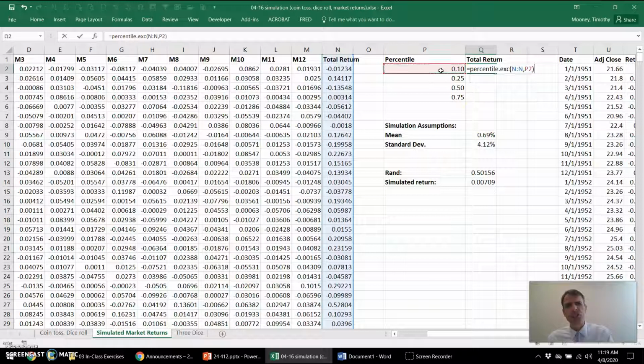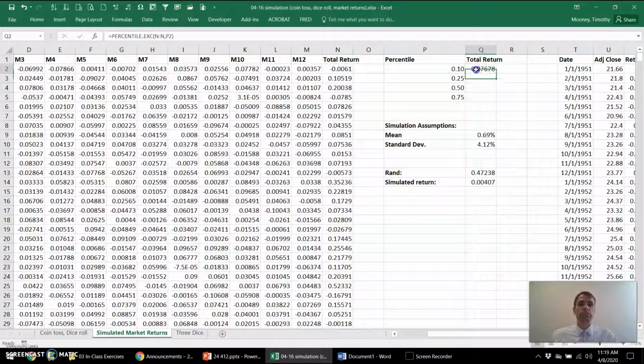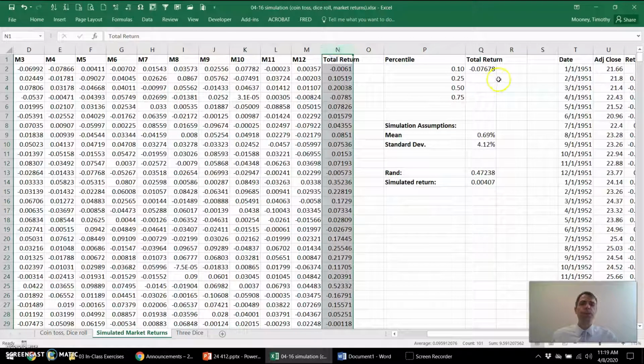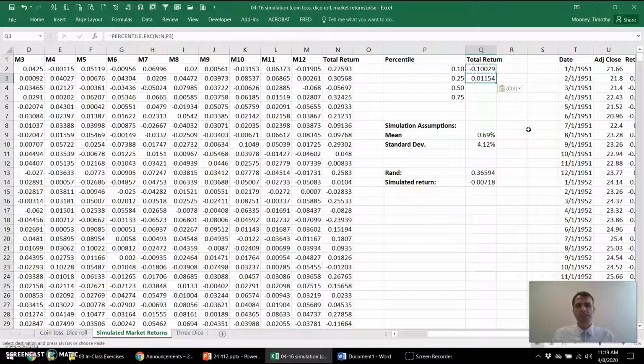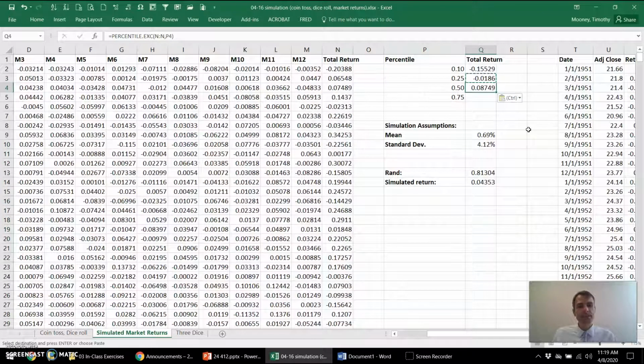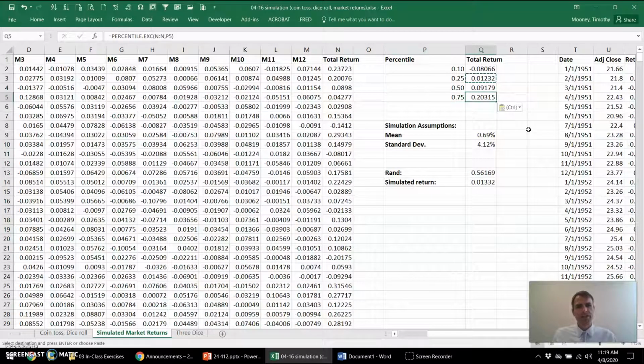So if we put in this function, this gives us the 10th percentile of our simulated returns. In other words, if we ranked all 100 simulated outcomes from worst to best in terms of total return, the 10th worst one is negative 7.678%, right? And then the 25th percentile comes out to be negative 1%. The median is here, 50th percentile, and the 75th percentile. So the great thing about Monte Carlo simulation is you get a range of possible outcomes.